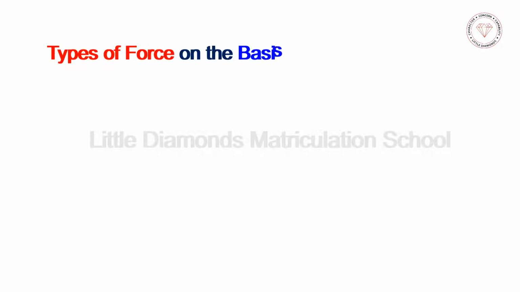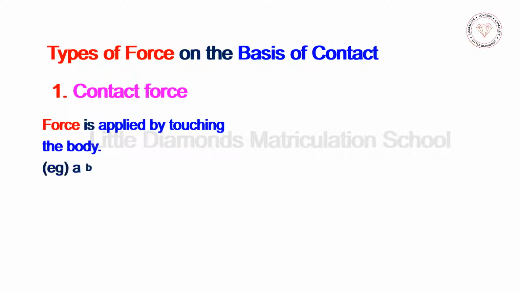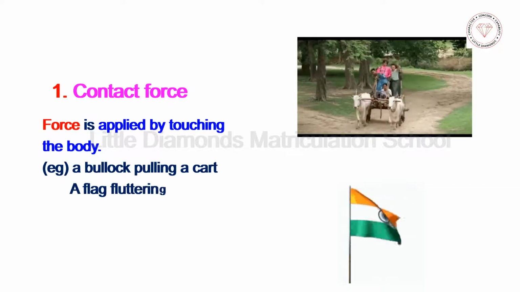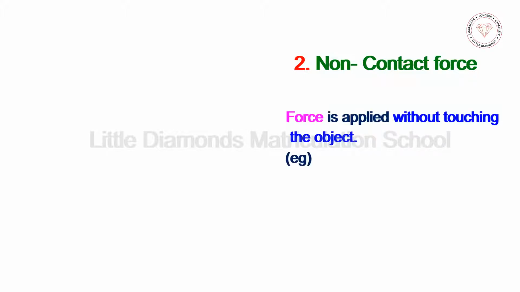Types of forces on the basis of contact. Force is classified into two types depending on the basis of contact. Number 1, contact force, and number 2, non-contact force. In contact force, force is applied by touching the body. Example, a bullock pulling a cart, a flag fluttering in wind. In non-contact force, force is applied without touching the object.